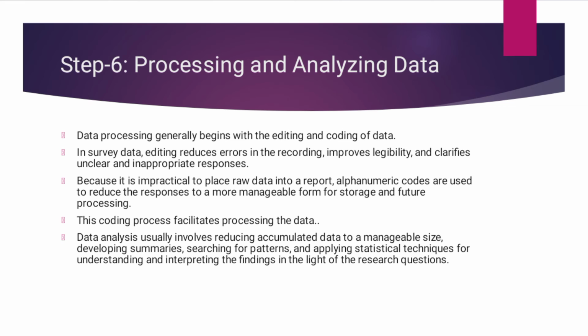The sixth step and the second last step is processing and analyzing data. After the data is collected by the techniques selected by us, we have to process the data. Data processing begins with the editing and coding of the data. Editing reduces the errors, improves the legibility, and clarifies the unclear and inappropriate responses. It is also impractical to place raw data in the research, so we have to do some coding and make it manageable and easily accessible to the person. This coding process facilitates processing the data.